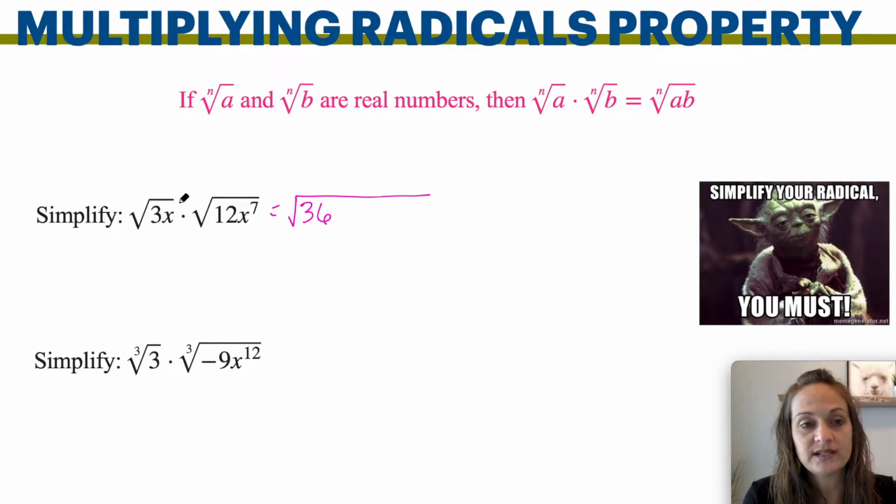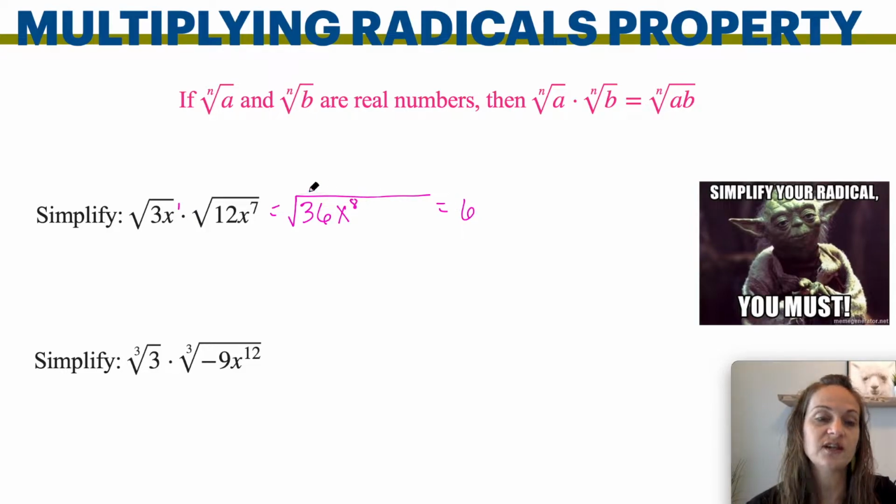And then exponents are added together. So this is x to the first and x to the seventh, so you will get x to the eighth. And now you can reduce. The square root of 36 is 6. And then exponents, like we discussed in the last section, you divide by the index. This is a square root, so you will divide the exponent by 2. 8 divided by 2 is 4. And so that would actually be your final answer in simplifying multiplies.